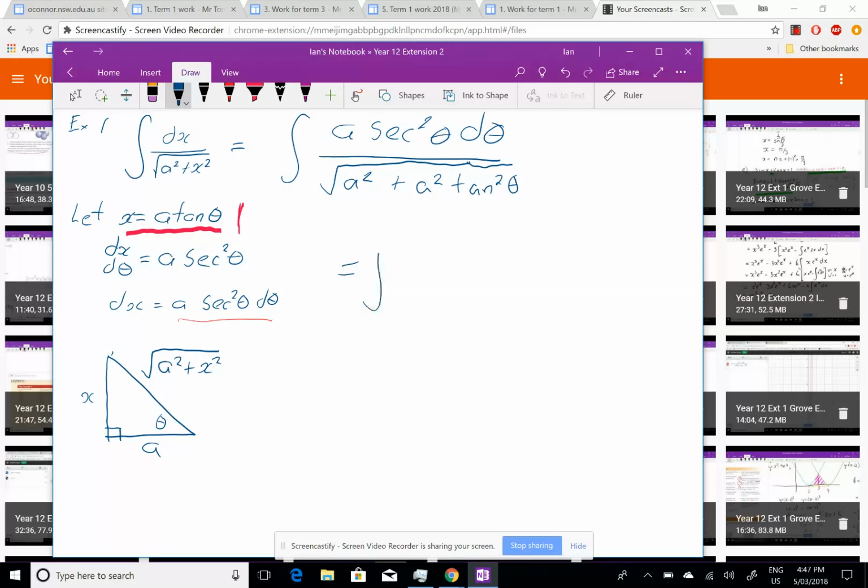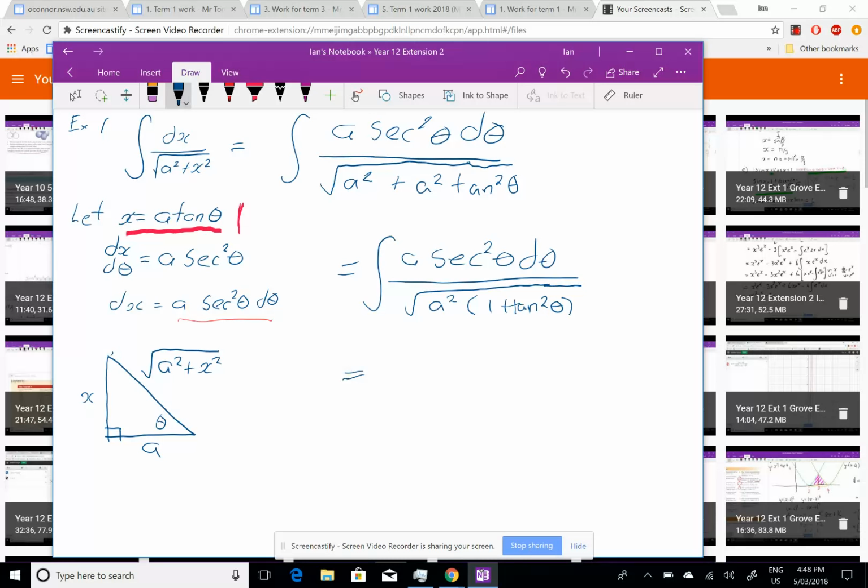Okay, let's continue this on down here. I've got the integral of a sec squared theta d theta. And underneath, well, I'll take that a squared out, and you can see what's going to happen. I'm going to factorise that a squared out underneath that radical. I'm going to get 1 plus tan squared theta.